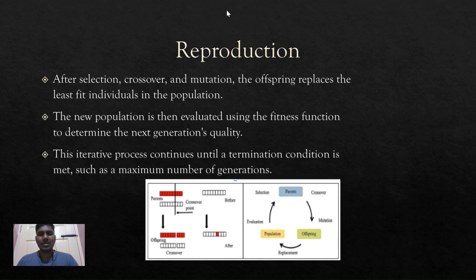At last, we have the reproduction result. After selection, crossover, and mutation, the offspring replaces the least fit individuals in the population. The new population is then evaluated using the fitness function to determine the next generation. This process continues until the termination condition is met, a particular condition or result, such as a maximum number of generations.